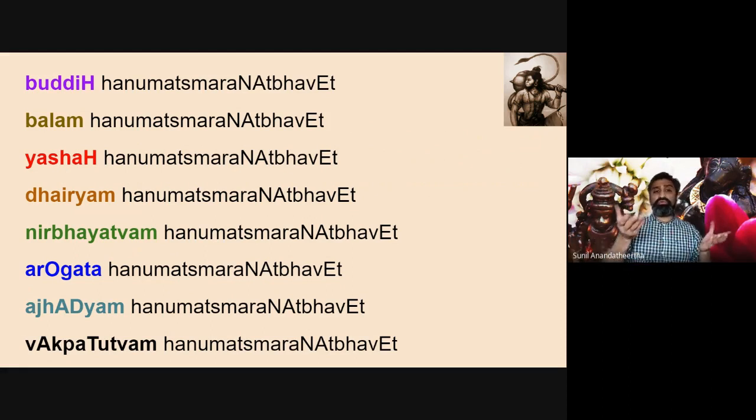That means the strength, whatever it could be, can be gained by remembering Lord Hanumanta, or by doing namaskara and seeking these blessings, the ashirvada, from Hanumanta, right? And then yashaha hanumat smaranat bhavet. Yashaha means, Yasha is, what can I say, the societal, softer form of success, right? That means Yashas.